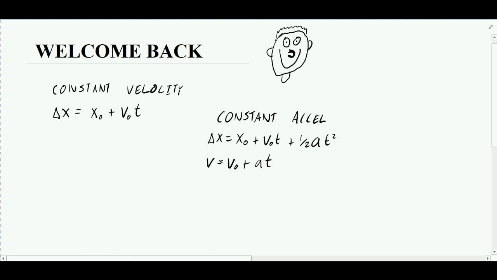Now, this is called the timeless equation. There is no variable time in here. So if you see a problem when you're doing dynamics and no time is given, normally you're going to go to this formula. Velocity squared equals initial velocity squared plus 2 times acceleration times delta x, or change in position.